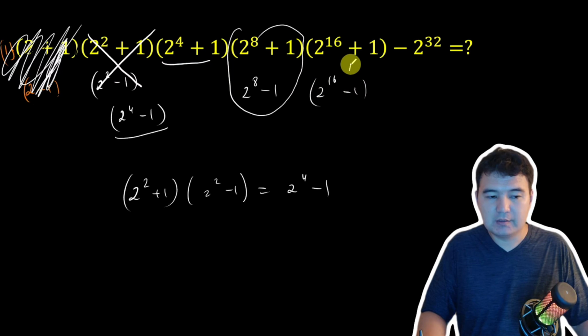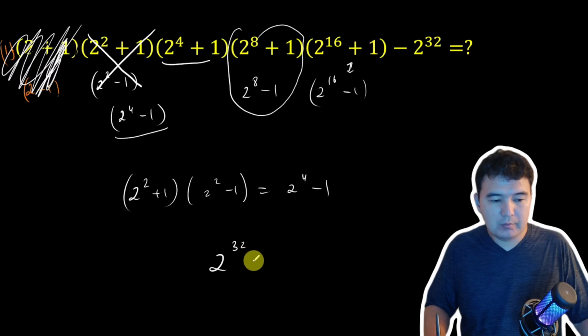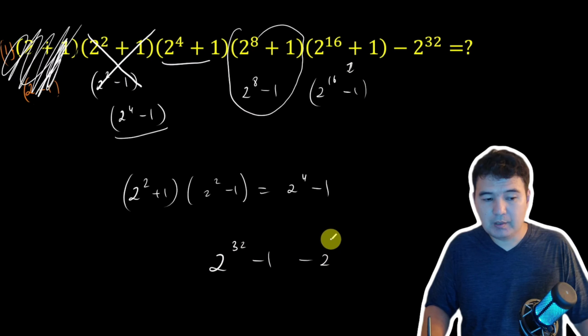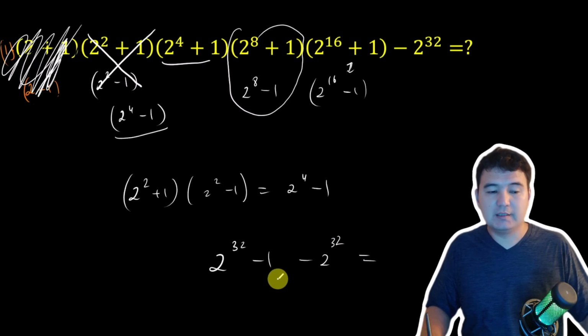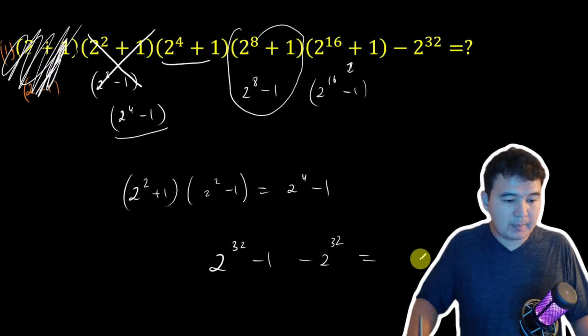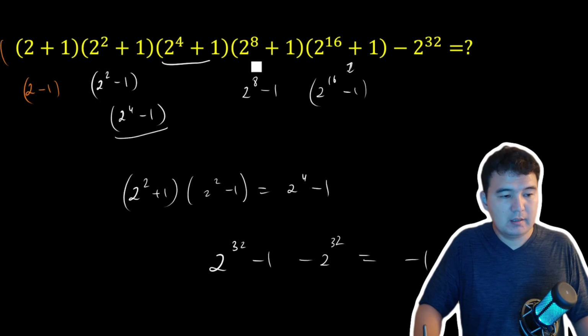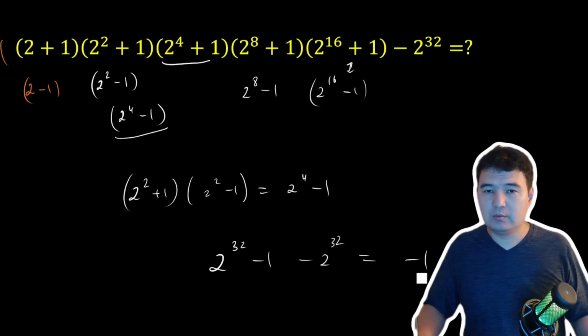And multiplying these two, I will get 2 to the power 32 minus 1, minus 2 to the power 32. So the result of the whole expression is going to be -1. So let's erase everything, and this expression turns out to be equal to -1.